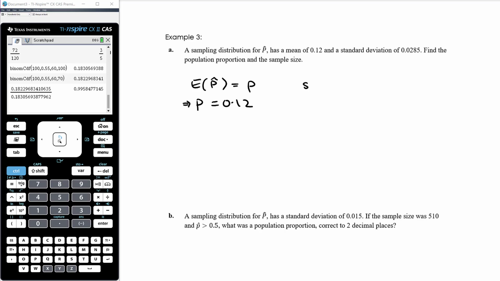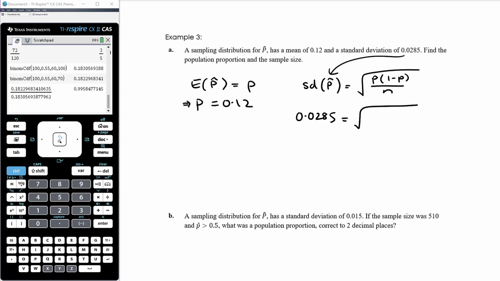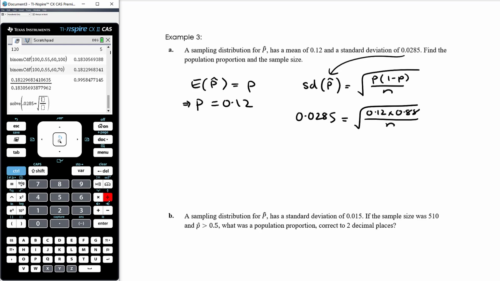We know that the standard deviation of p hat is the square root of p times 1 minus p over n. Okay, so we now have worked out what p is, so we can put that into this formula here. We know the standard deviation is going to be 0.0285, and we now know that p is 0.12, so that's 0.12 times 0.88 over n, which is what we're trying to find. So we're going to want to solve that equation. Let's solve 0.0285 equal to square root of 0.12 times 0.88 over n. That's what we're solving for.